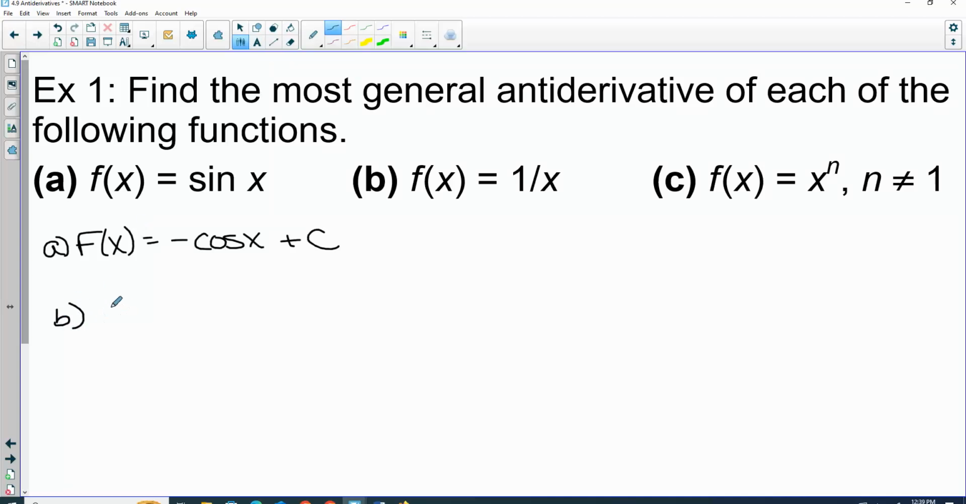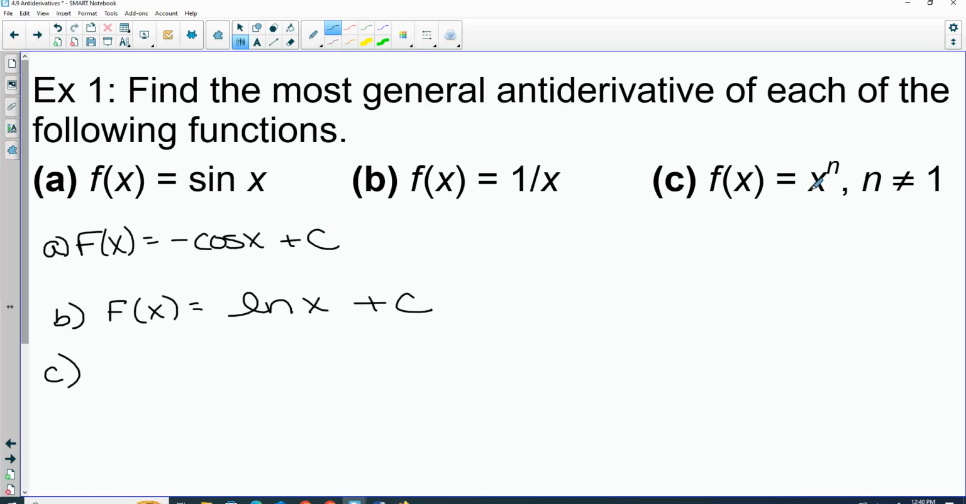My function is 1 over x. Natural log of x. Yes. The natural log has a derivative of 1 over x. What would you need on the end? The c.